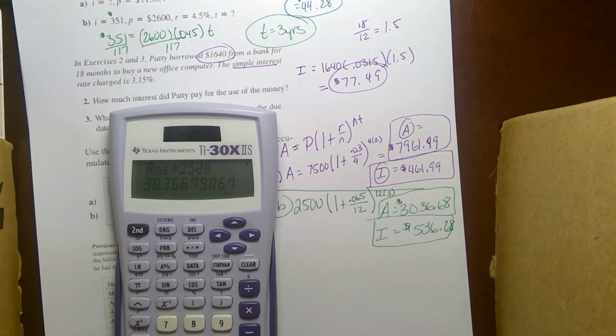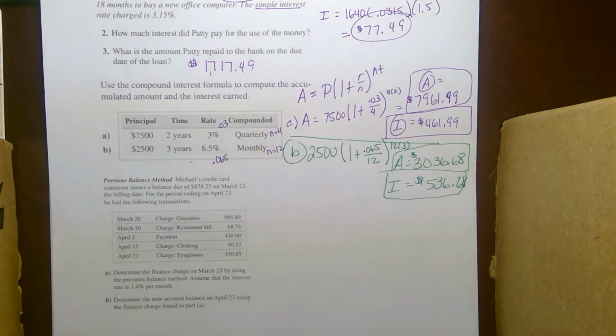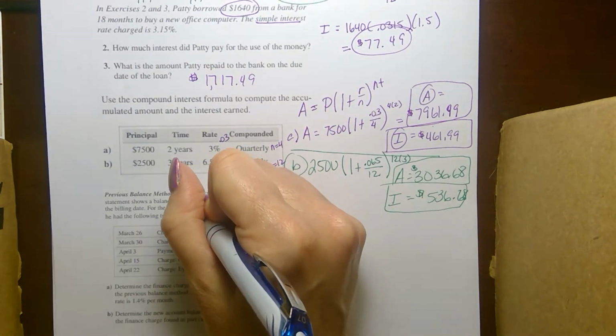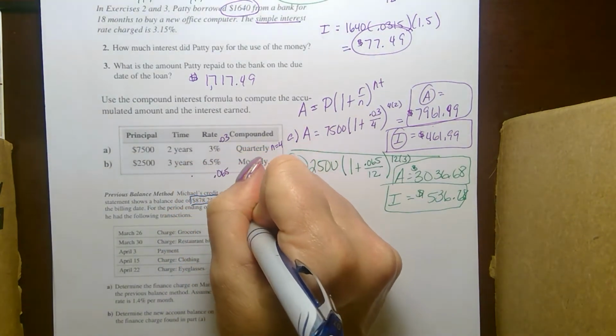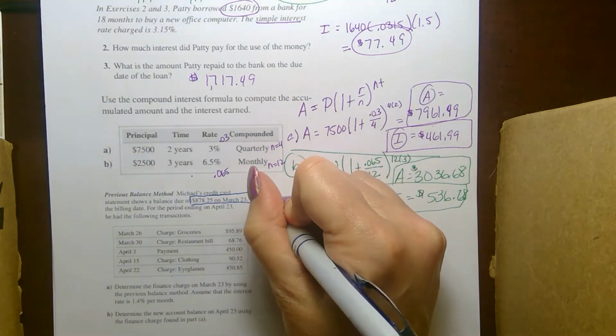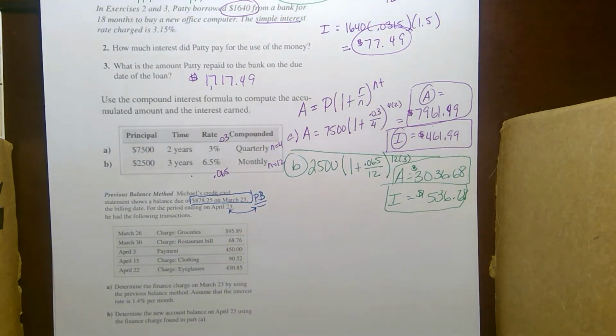Okay, let's go back out and look at this previous balance credit card problem that we have here. It says Michael's credit card statement showed a balance due of $878.25 on March 23rd for the period ending on April 23rd. So that's the next month. So March 23rd statement, he had a balance of $878.25. That is his previous balance when you get to April.